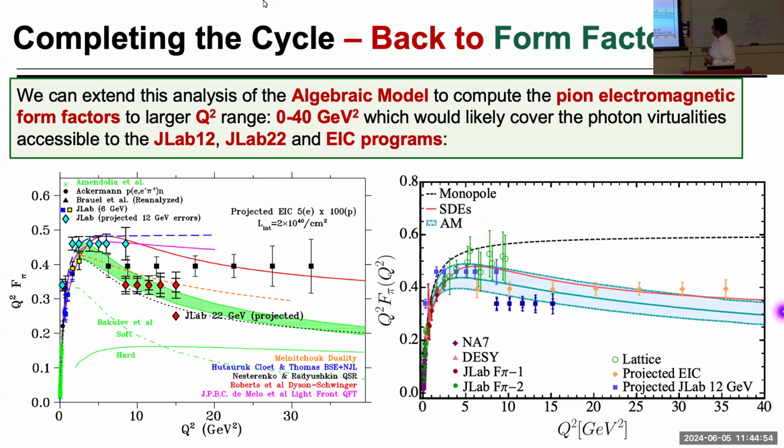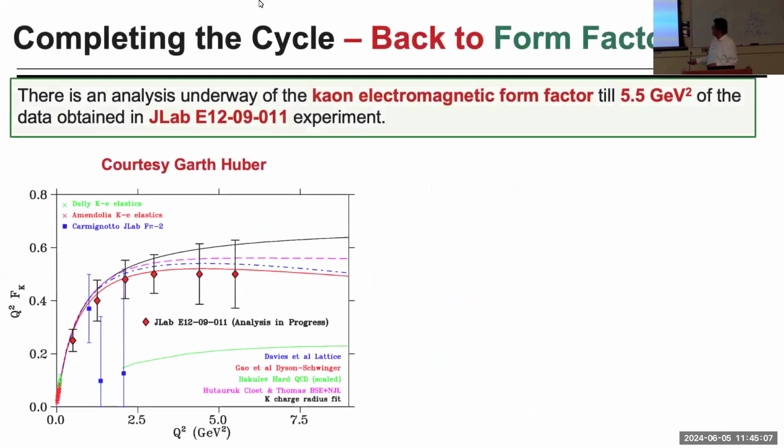This algebraic form factor result is our result, and these are for large Q squared, the ones that will be probed at the EIC. So that's for the pion, and that's for the kaon.